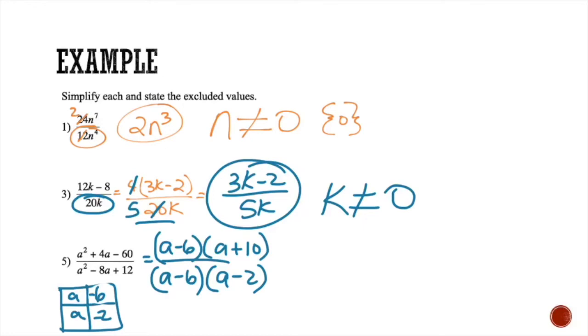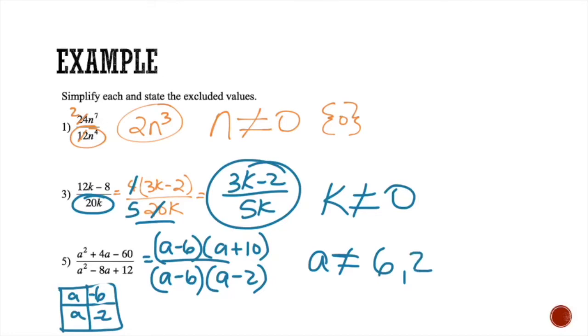Before you cancel, let's do our excluded values. Let me explain why we're going to do it before we cancel, okay? A cannot equal, we either have to look at our denominator or the factoring of our denominator. So a minus 6, what would we plug in for a so that this piece would become 0? Positive 6. What about this one? Positive 2. So a cannot equal 6 or 2.